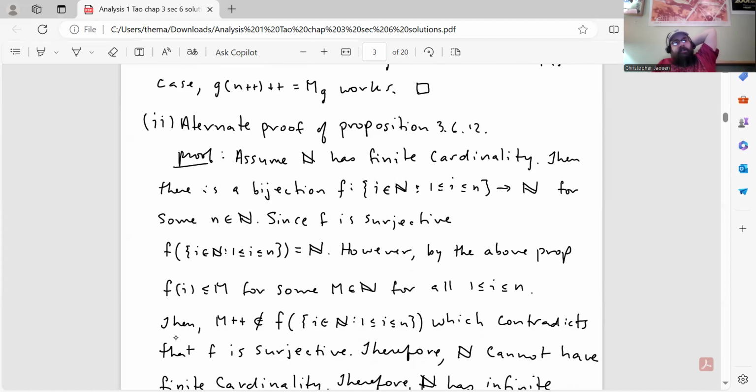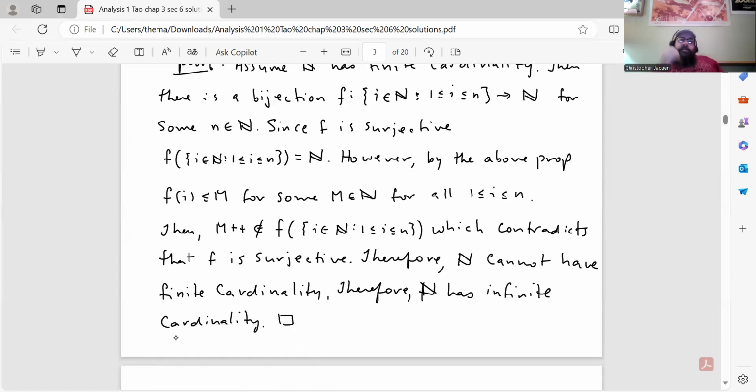Since f is surjective, the forward image of the set of natural numbers from 1 to n under f is equal to the set of natural numbers. However, by the above proposition, f of i is less than or equal to m for some m in N for all i from 1 to n, then the successor of m is not in the forward image of the set under f, which contradicts that f is surjective. Therefore, N cannot have finite cardinality, which means that N has to have infinite cardinality, and that's the proof.